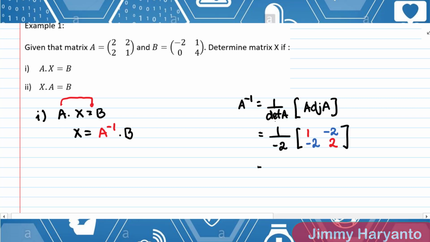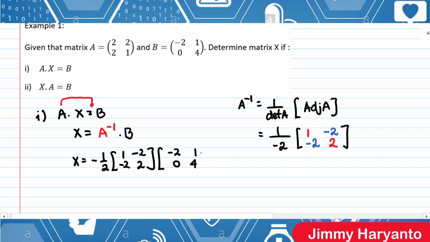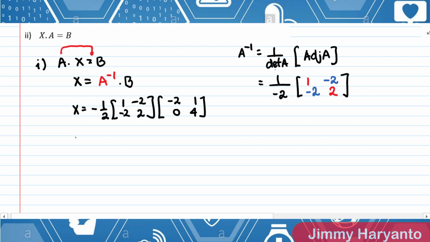After that, you can multiply the negative half, but I prefer leave it like that for this one because we are not finished yet. Yeah, so we have to multiply A inverse. The A inverse is negative half times 1 negative 2, and then negative 2 and 2 times the B. The B is negative 2, 1, 0, and 4. There you go. After that, I don't want to calculate the half first. I want to multiply the matrix.